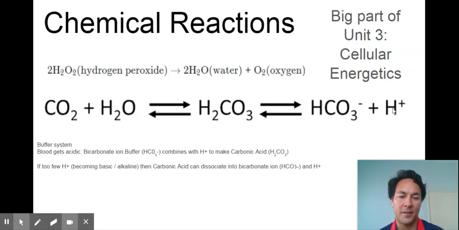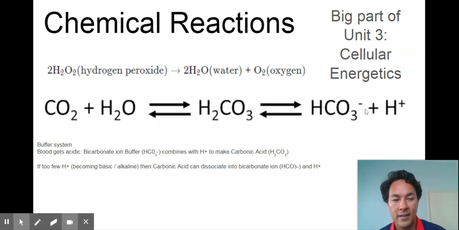This is pretty important because sometimes the arrows will go both ways. Here's an example of a buffer, and this is in your blood. As you'll read and work on later in Unit 1, hydrogen protons, these H pluses, make something acidic. The more of them there are, the more acidic something is. The less of them there are, the more basic or alkaline something is.